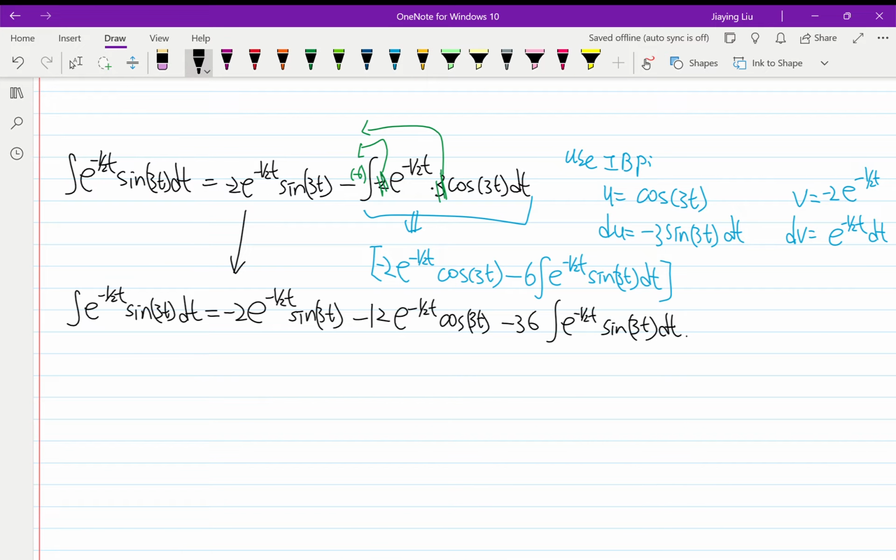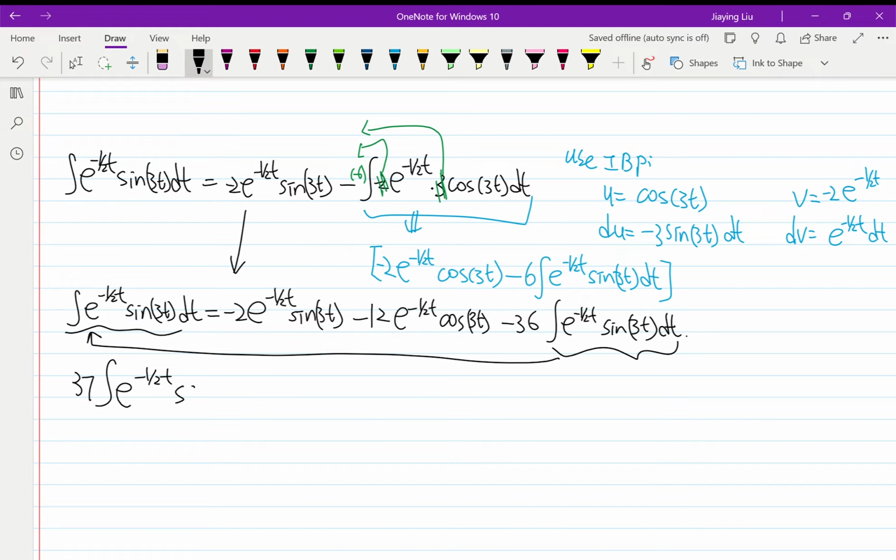So this part, along with the -36, we can combine with this integral. We don't know what it is, but we can solve for it. So if I move it to the left, add it to the one already there, so I get 37 times the integral of e to the -1/2 t sine 3t dt.